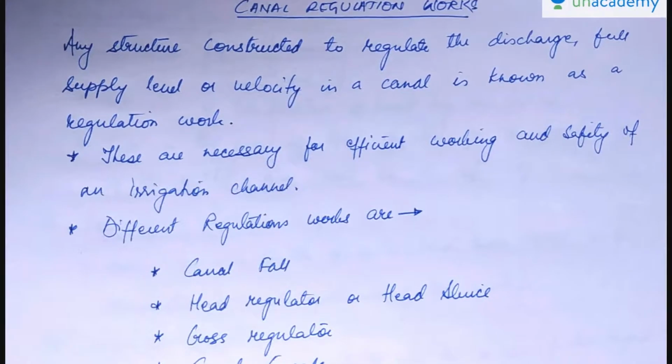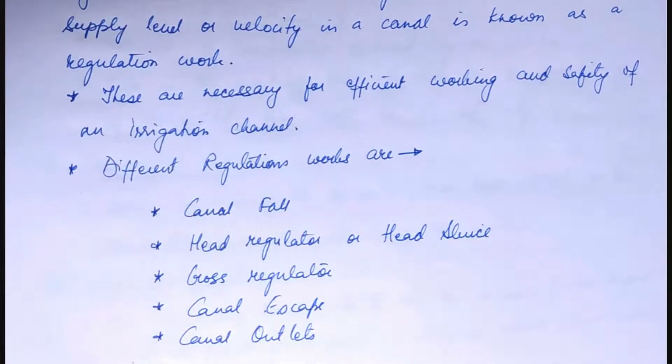It is necessary to provide canal regulation work for efficient working and safety of your irrigation channel. Now, the different types of regulation works are canal fall, head regulator or head sluices, cross regulator, canal escape or canal outlets. All these different structures actually help in regulation of your water in the canal.